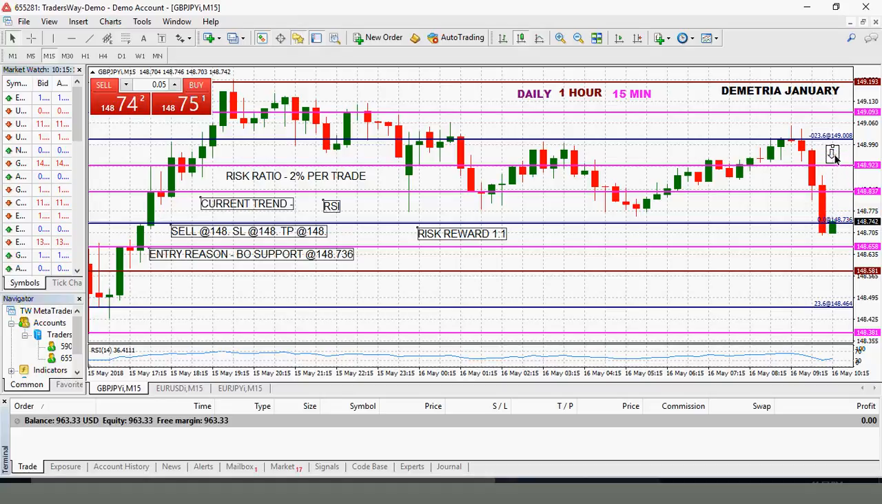So before I enter, I need to wait to make sure that there's a strong indication that it's going to go down. The RSI is below 45, however, it's still a bullish candlestick, so I'm going to wait just to make sure that it does turn bearish before I enter into the sell.